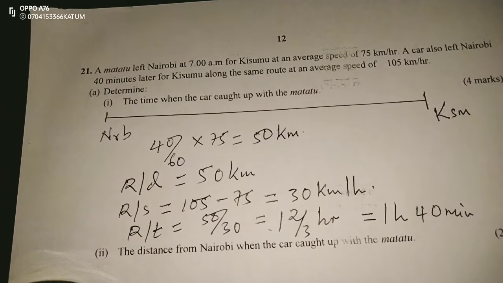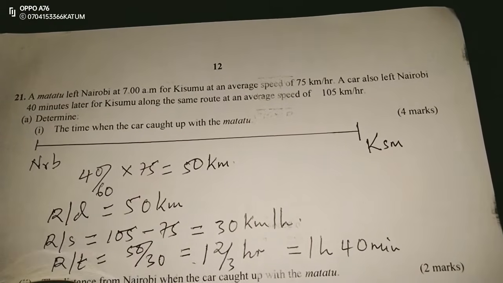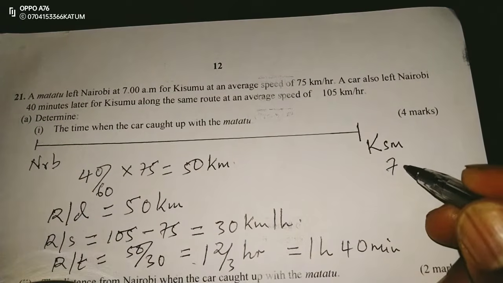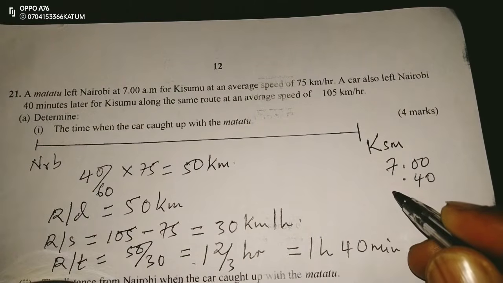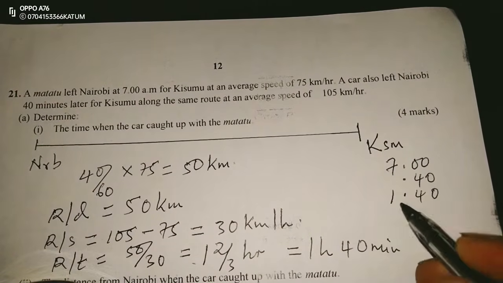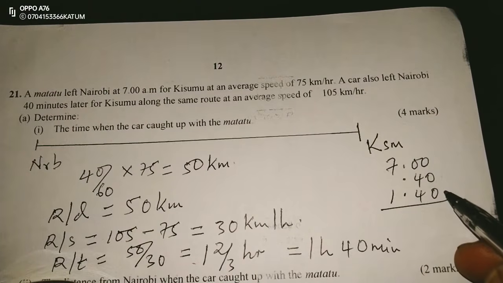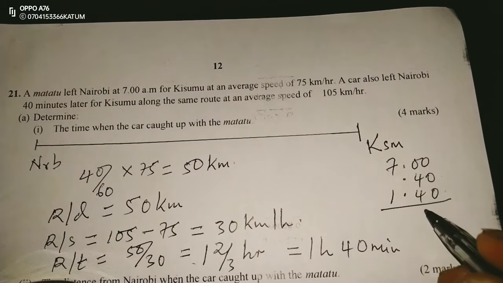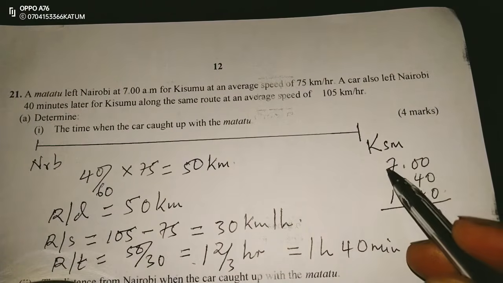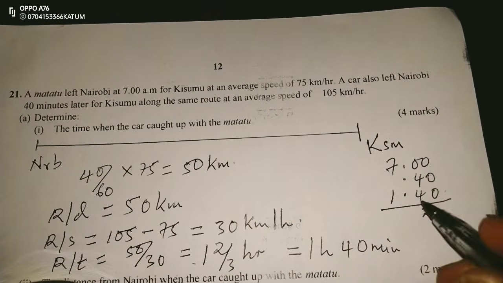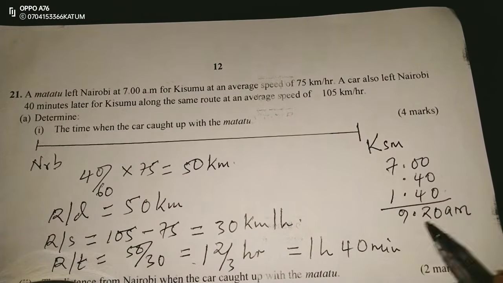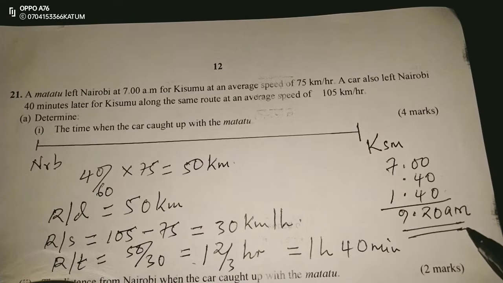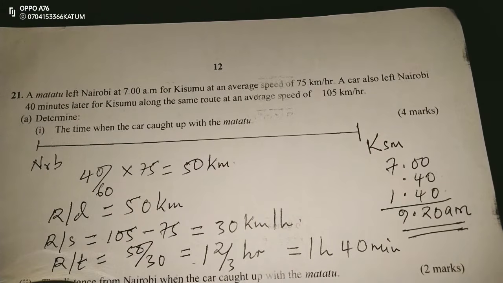That means now we can get the time of catching up. The time when they caught up is going to be from 7, there is 40 minutes later, so that they may start traveling together. Then we are taking again 1 hour, 40 minutes. 40 minutes plus 40 minutes becomes 80. That means we have 20 minutes and a whole hour. That means 7 plus 1 becomes 9. So 9:20 a.m. the same day. 9:20 a.m. the same day is when they are going to catch up.